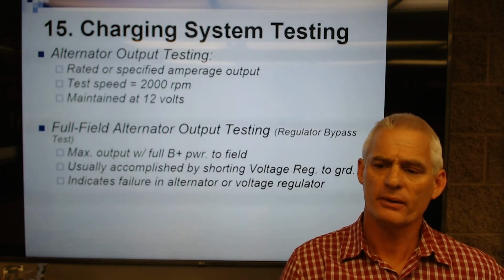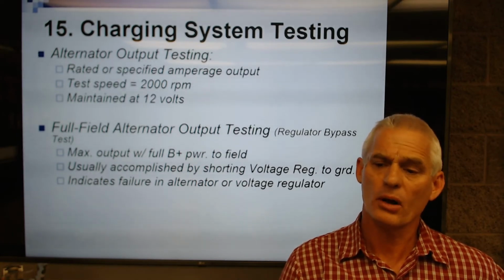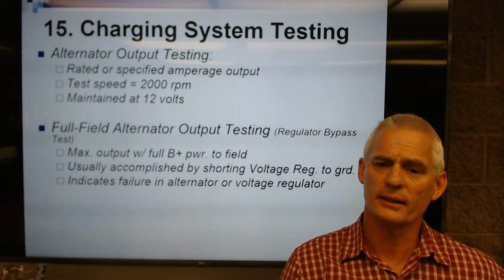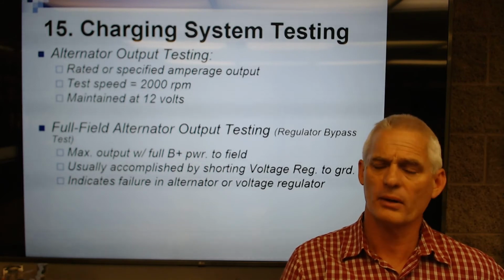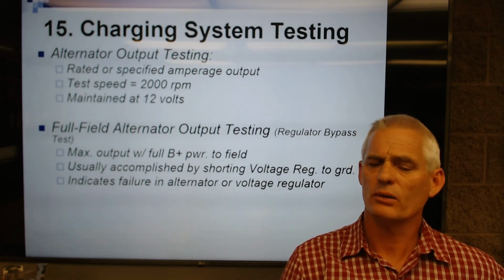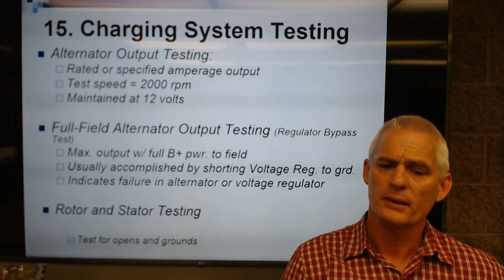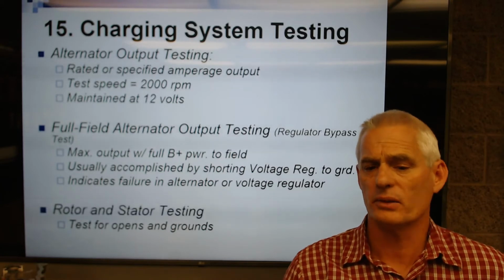I do have a car here that we can still do that on, and we don't do it on modern cars with computers involved, but it was a way of deciding, is the alternator working correctly or is the voltage regulator malfunctioning? So that's called a full field alternator output test or regulator bypass test. And then we can test the rotor and the stator for opens and grounds, and we'll do that.